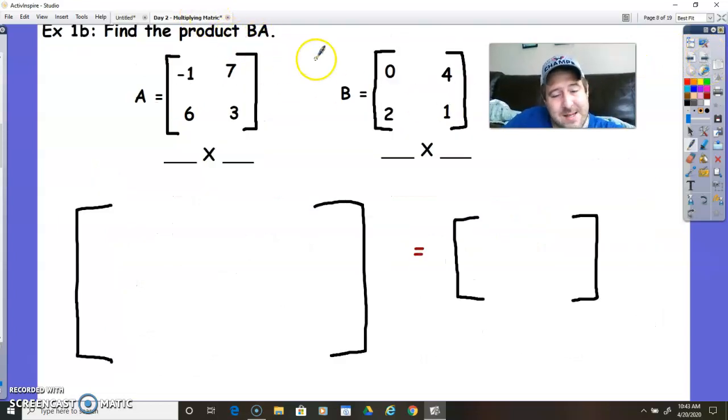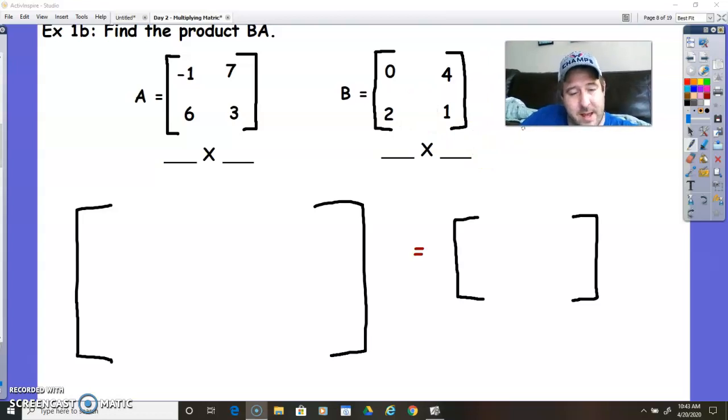Okay, what about B times A? So I'm going to go through the exact same process, and this is going to be the answer right here. So to find the first row, first column, I'm going to multiply the first row, the first. Okay, this is B times A, sorry.